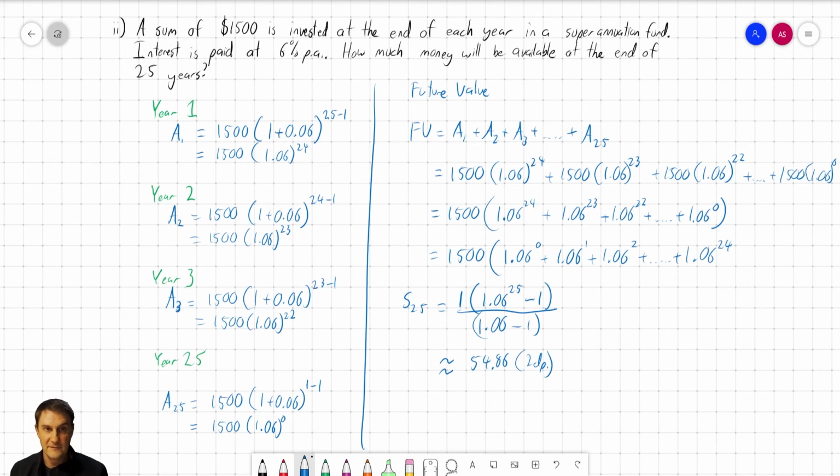Now, in order to be able to finalize it, we need to multiply that by 1,500, because everything we've done for this sum here has only been the brackets. We haven't included the other part, which is the 1,500. So the future value of this is going to be equal to 1,500 times 54.86. And this is just like when we're reading off a future value table. And so this gives us an amount of 82,296.77.